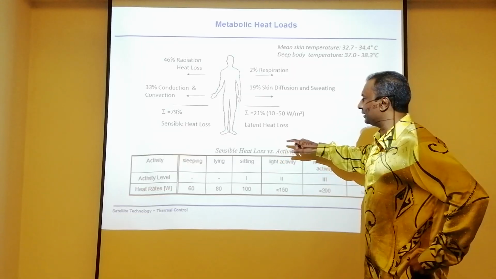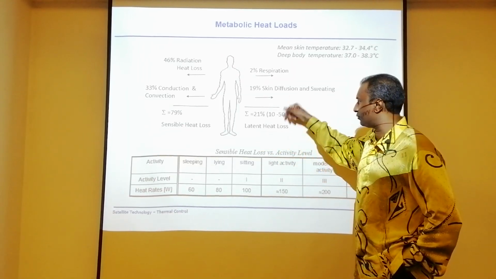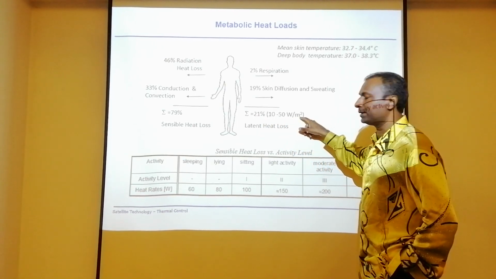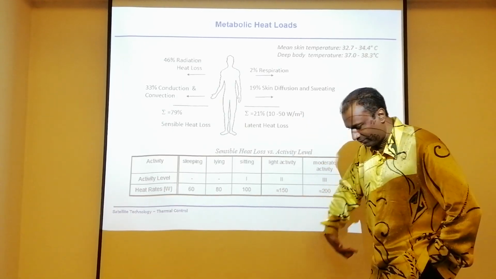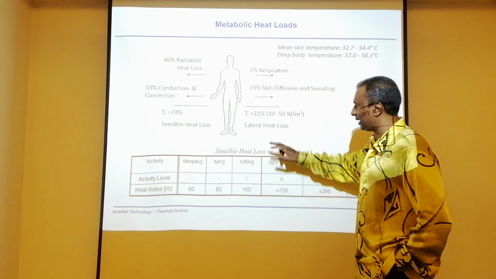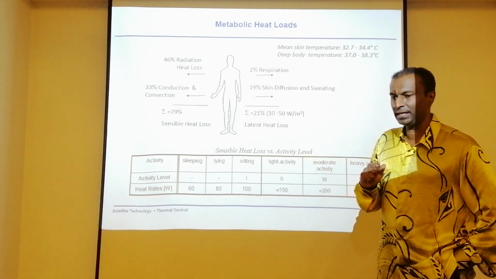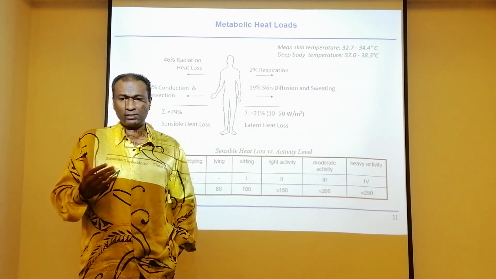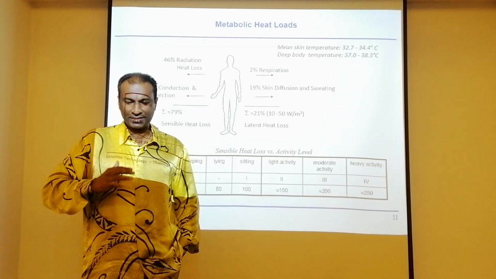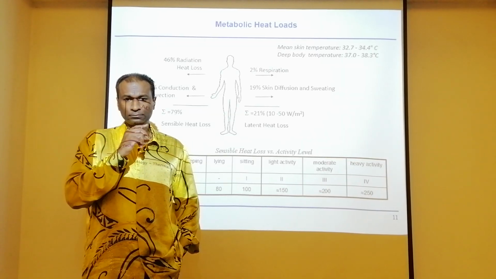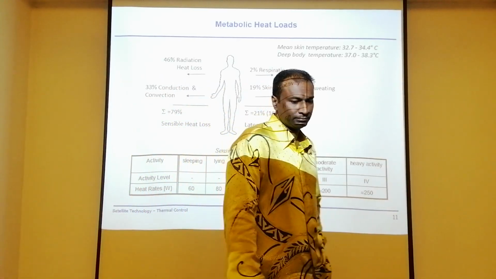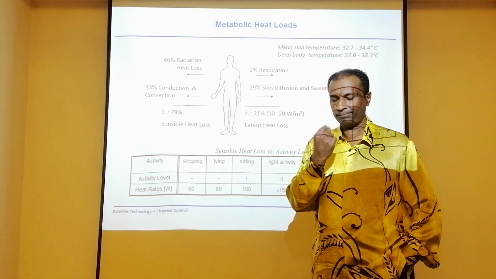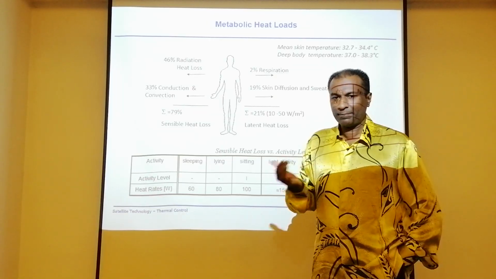So if you look at all this, latent heat accounts for what? 21%. That's about 10 to 50 watt per meter square. So about 21% goes to the latent heat loss. What is latent heat loss? Latent heat loss is where the temperature does not change. That means the state might change. For example, boiling. If you boil water, boiling is at a single temperature. There's only one temperature. It doesn't change the temperature.